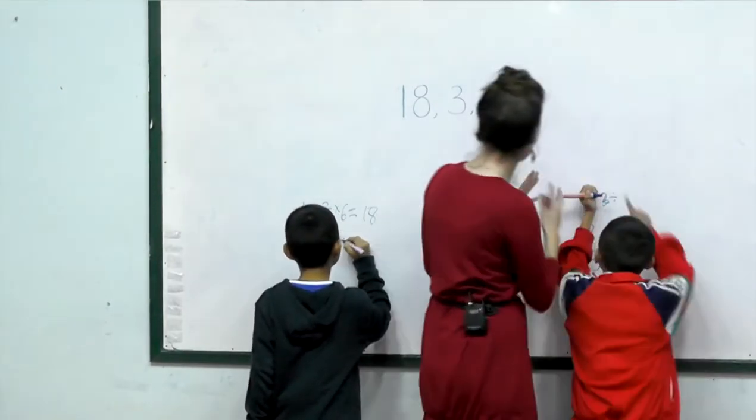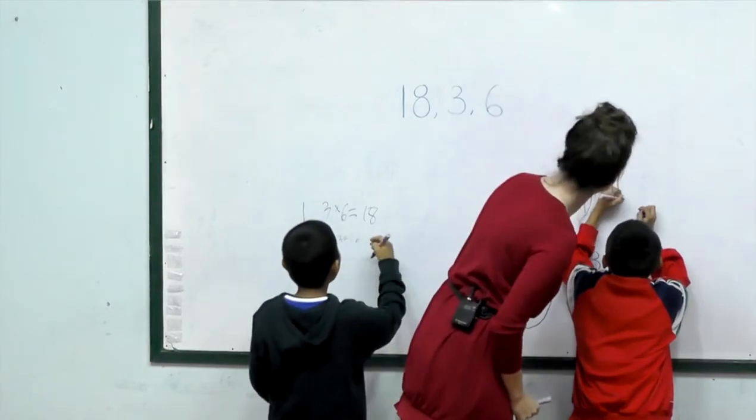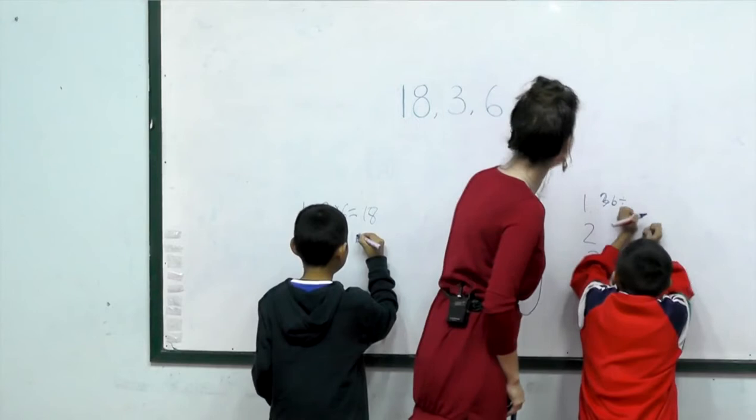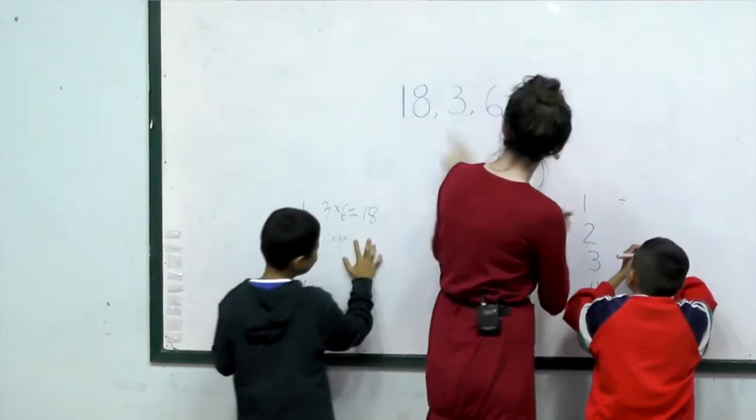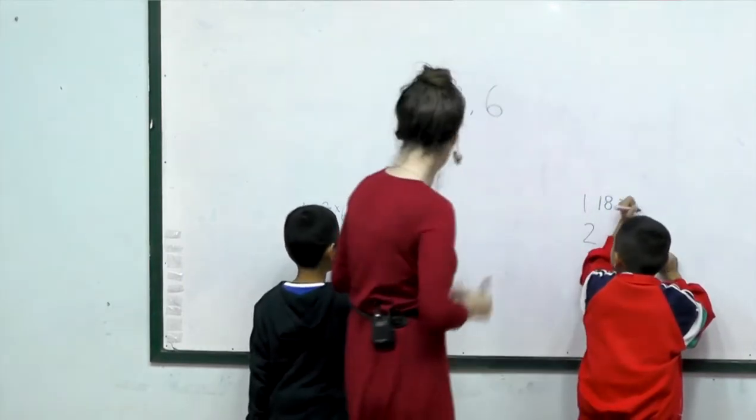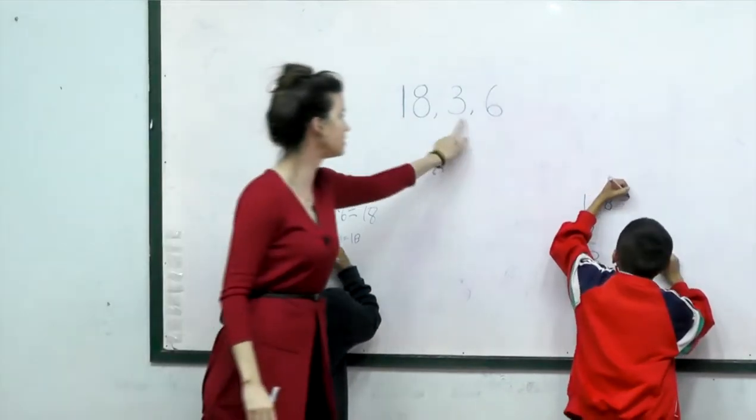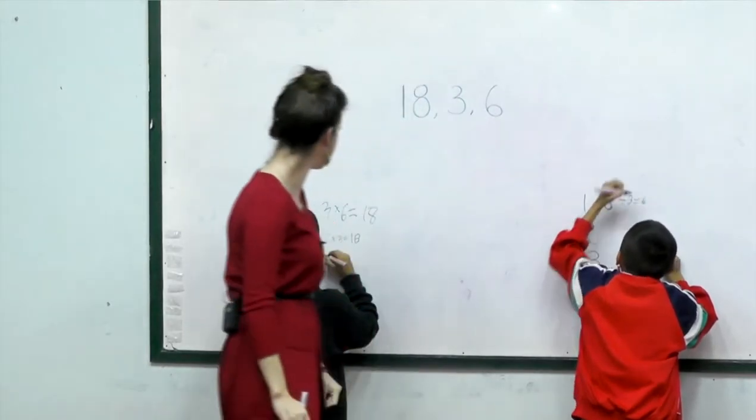So we want to start with our biggest number for division. Change that into multiply. So we need our biggest number right here. So 18, our biggest number. There you go. 18 divided by one of these numbers.